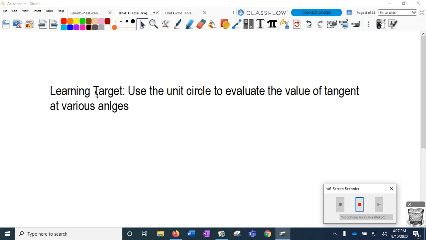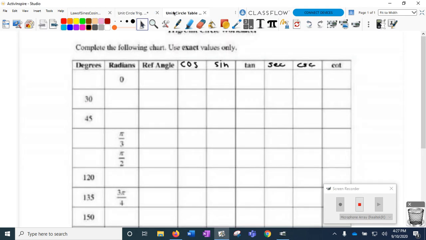All right. Our next lesson is we're going to continue using the unit circle, and you should already have filled out this table, at least some of it anyway. Let me go ahead and go through some of that. You should have 0 degrees right there, and then 60, and then 90. Don't worry about filling in this column right here, or the reference angle either.